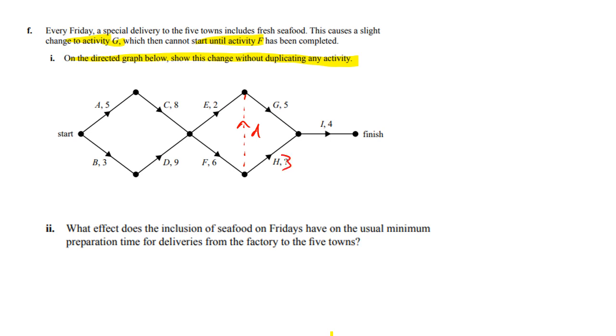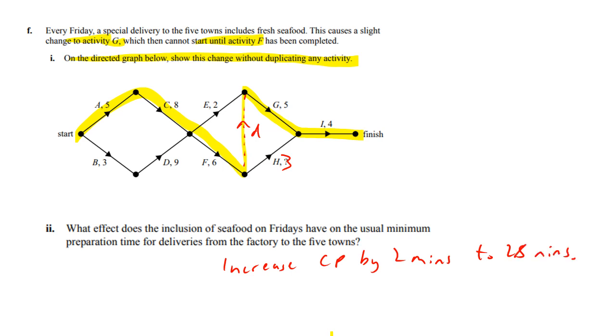So what effect does the inclusion of the seafood on Fridays have on our critical path? Well, we knew that critical path used to be like this up to this point, but we got H as 3, G as 5. I'd rather just eyeball it that way because H is the shorter path. And so there's just been an increase of 2 minutes. So increase CP by 2 mins to 28 mins. Done.